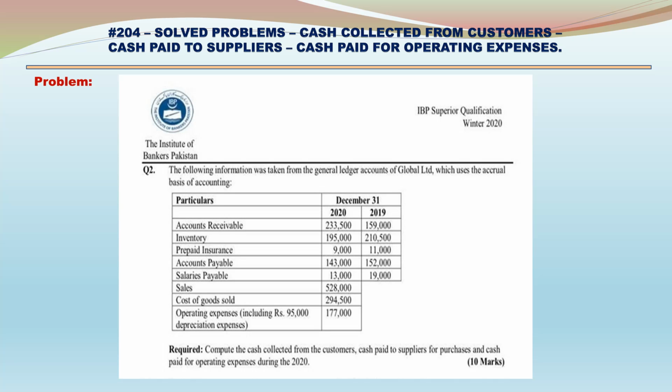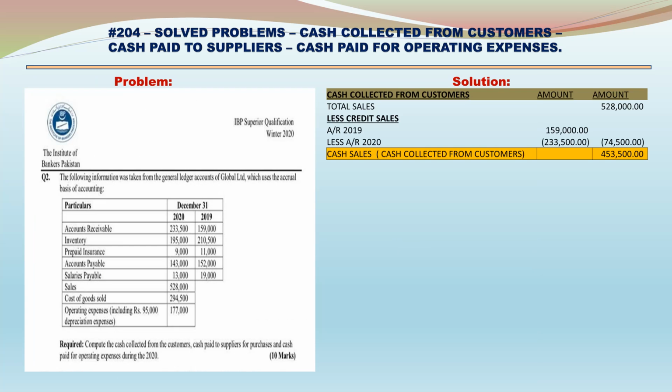Required: compute the cash collected from the customers, cash paid to suppliers for purchases, and cash paid for operating expenses during 2020. Solution: cash collected from customers.